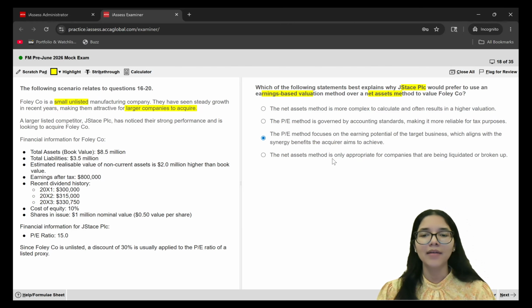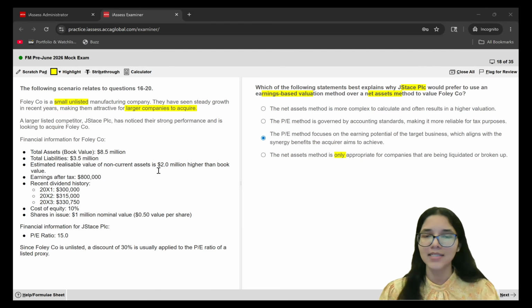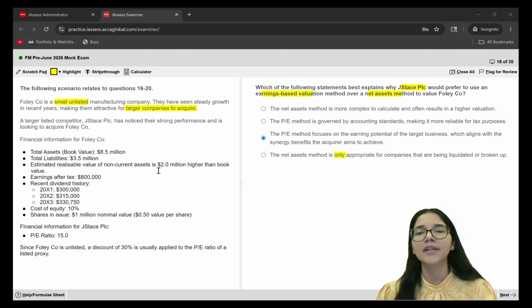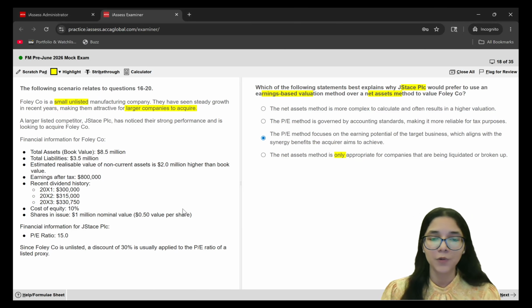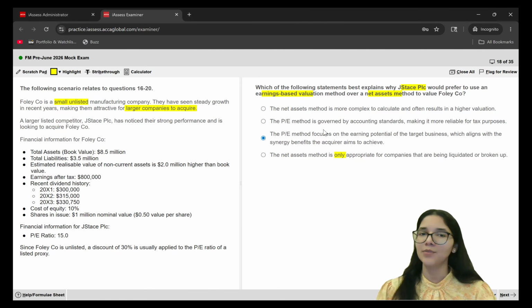The net assets method is only appropriate for companies that are being liquidated or broken up. So this word only is a little bit problematic over here. You should not try to generalize. Basically, the net assets method gives you a minimum price, and this can be used for negotiations and other things. So it does not really reflect what the company is going to earn in the future. That is why the third statement is the most relevant answer.